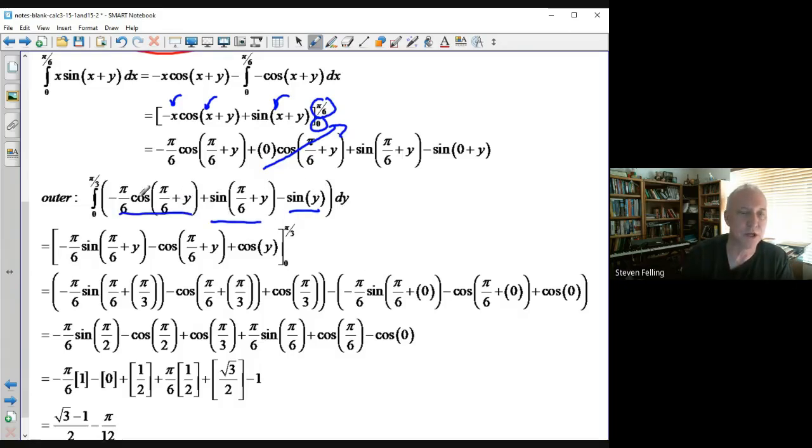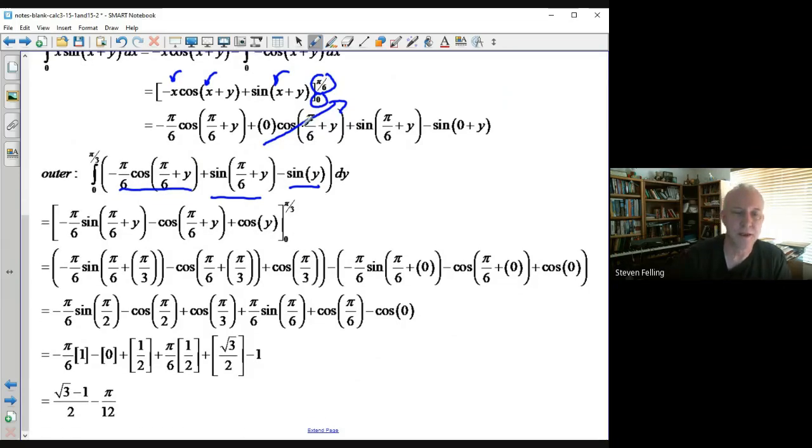Each of them can be done with a straight shortcut because they're the variable by itself without any multiplier inside there. So the antiderivative of sine is negative cosine, and this changes sign. And then we take that expression, plug in pi over 3 for all the y's, and subtract the expression again with 0 plugged in. That is a lot of writing. But in the end, if you carefully plug everything in, you get square root of 3 minus 1 over 2 minus pi over 12. That's the answer.